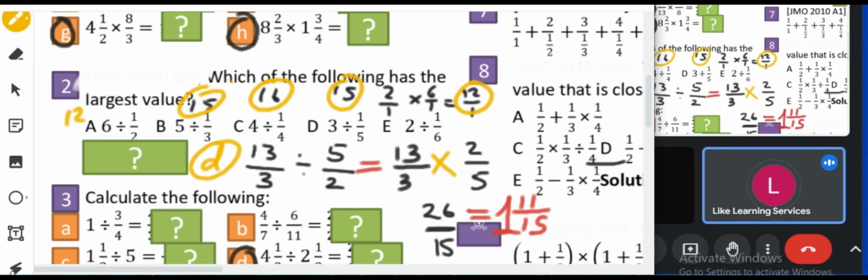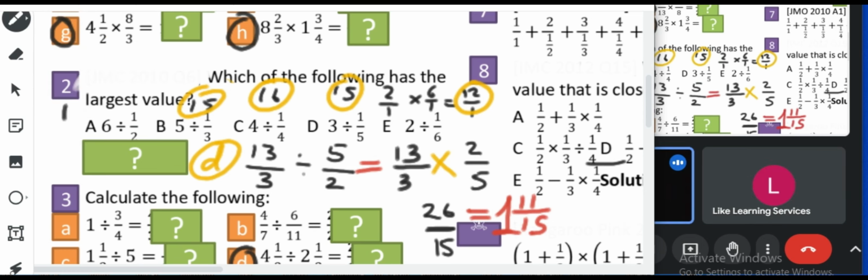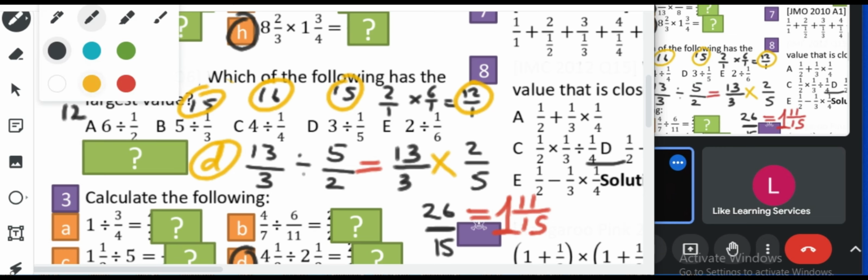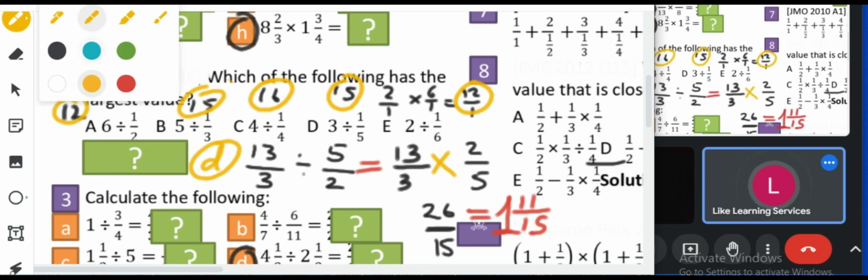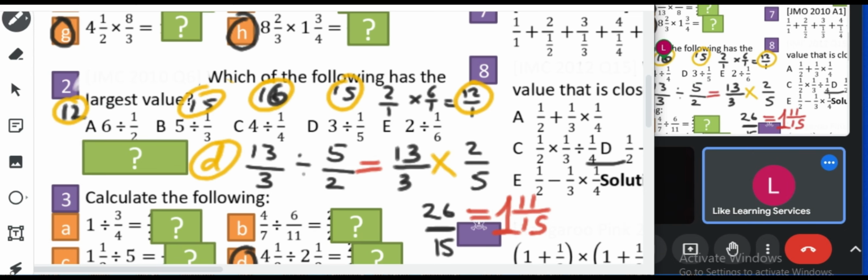So the correct answer is C, that has 16. See how easy this can be. All right.